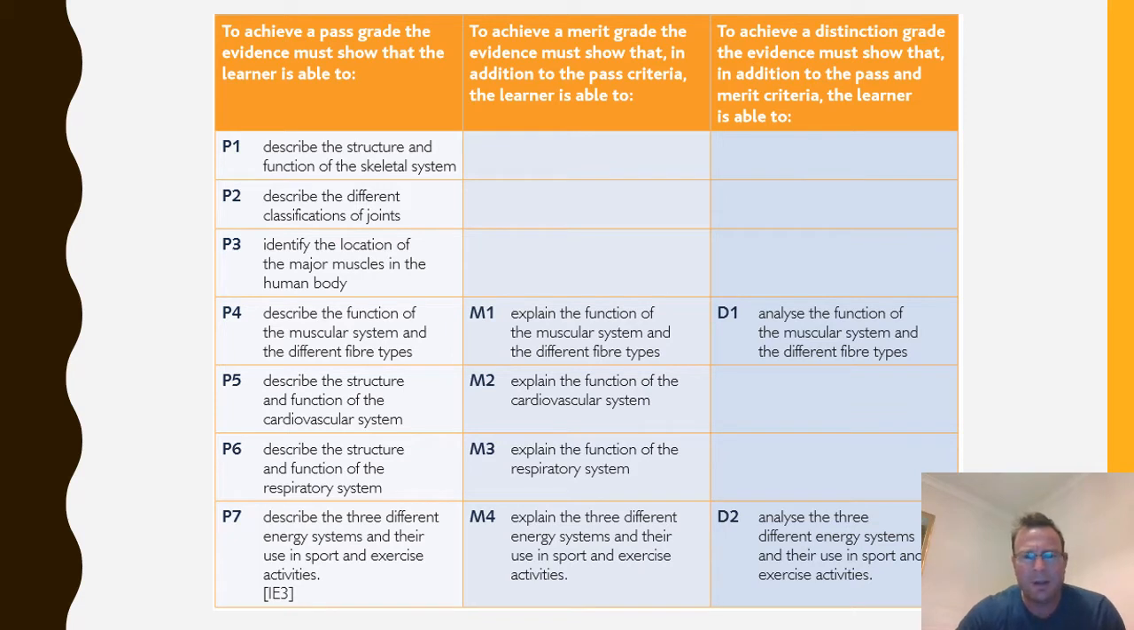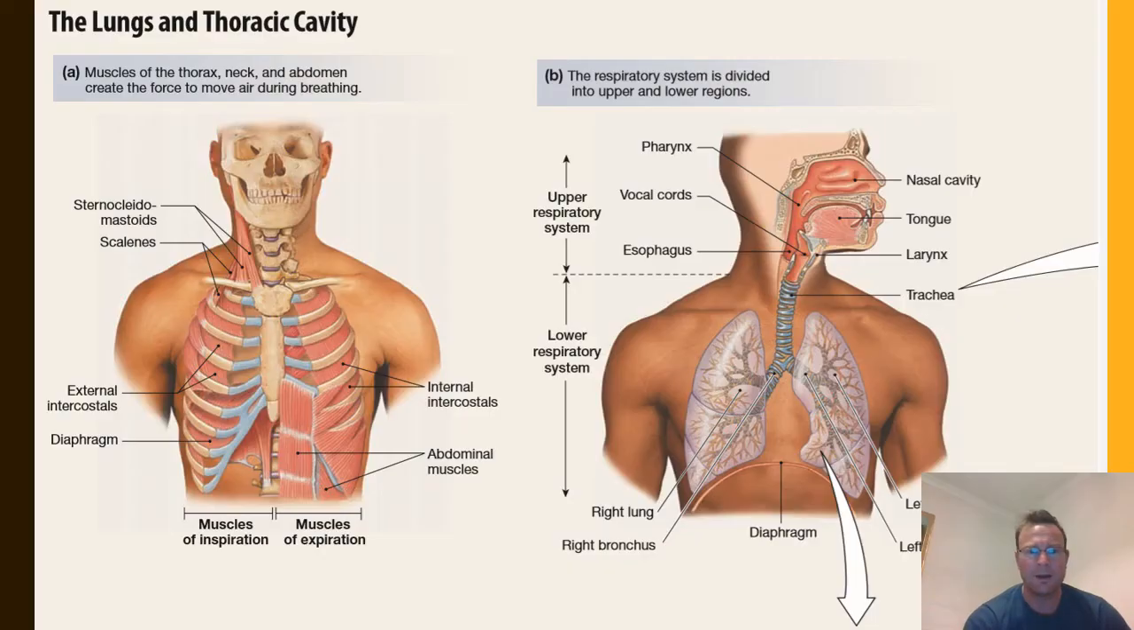So we're working towards the P6M3. This is to describe the structure and function of the respiratory system, and it's going to be followed in fairly quick succession by the section on analysing energy systems. So we're nearly there with this anatomy unit. So let's crack on. A lot of this was covered in class.